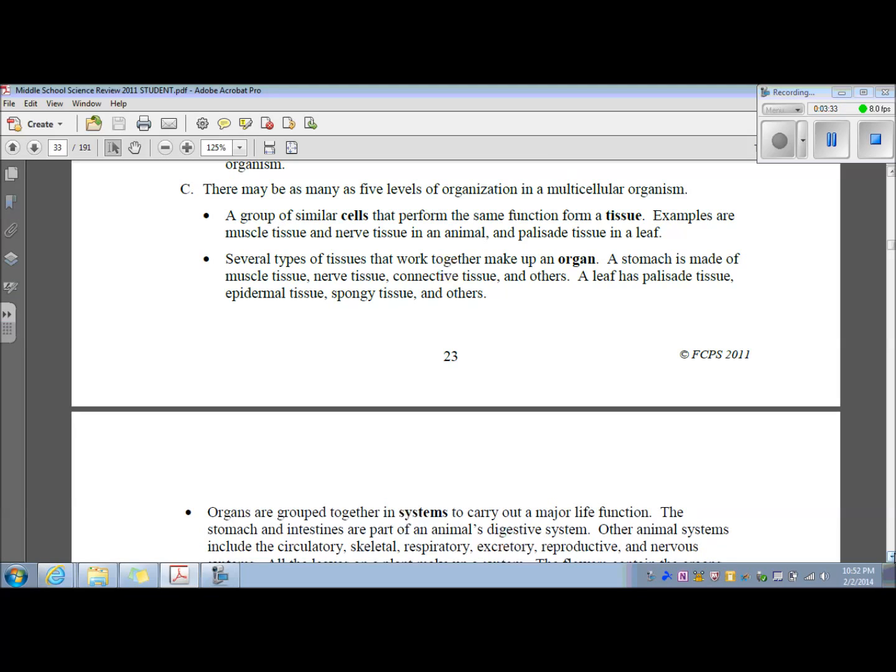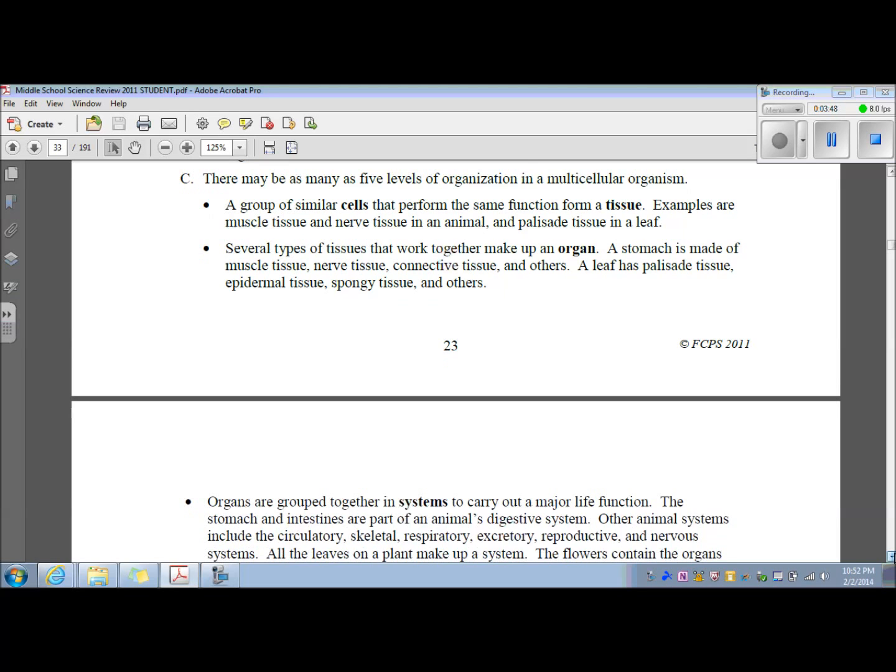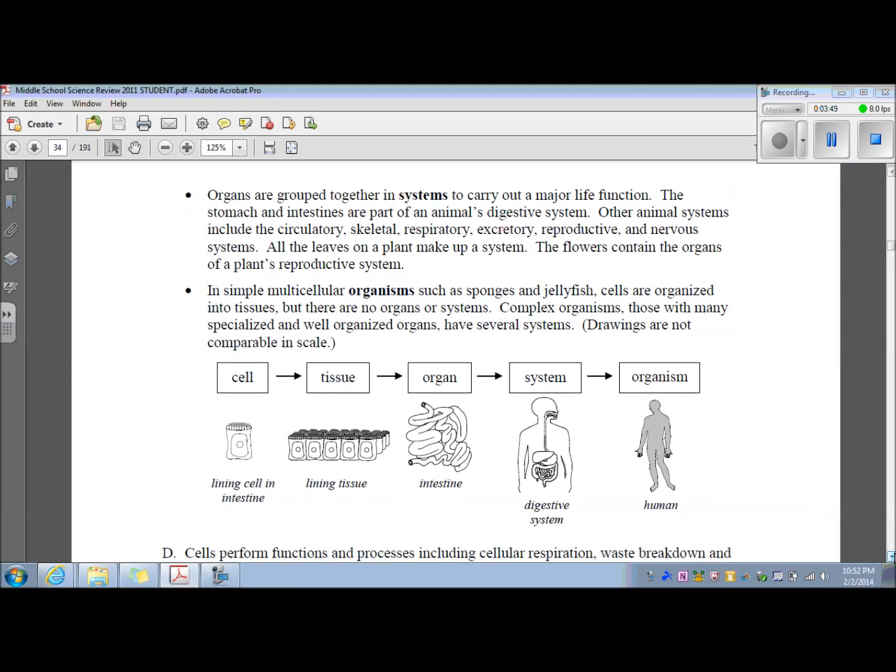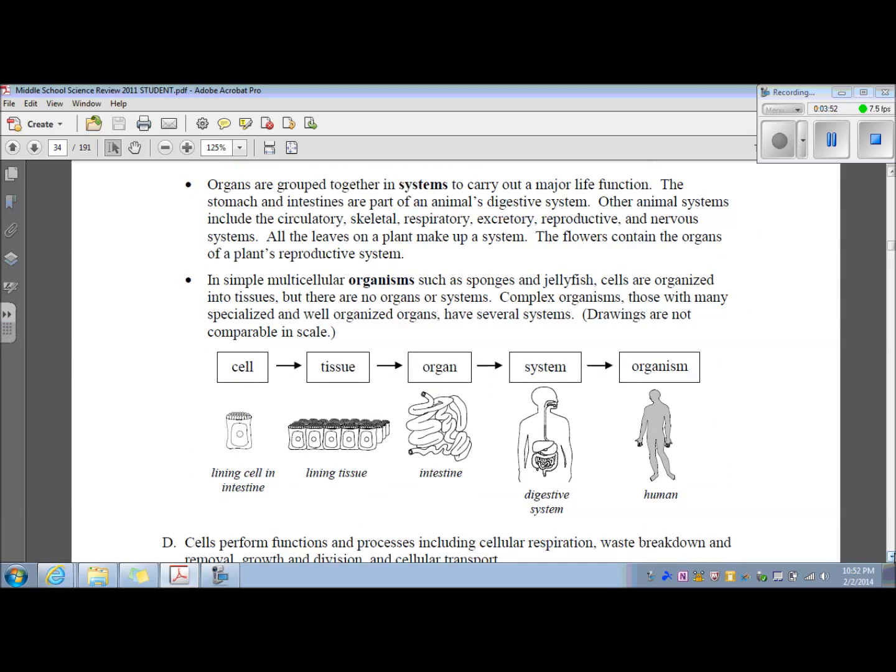Several types of tissues that work together make up an organ. A stomach is made up of muscle tissue, nerve tissue, connective tissue, and others. A leaf has palisade tissue, epidermal tissue, spongy tissue, and others. Organs are grouped together in systems to carry out major life functions. The stomach and intestine are part of an animal's digestive system.